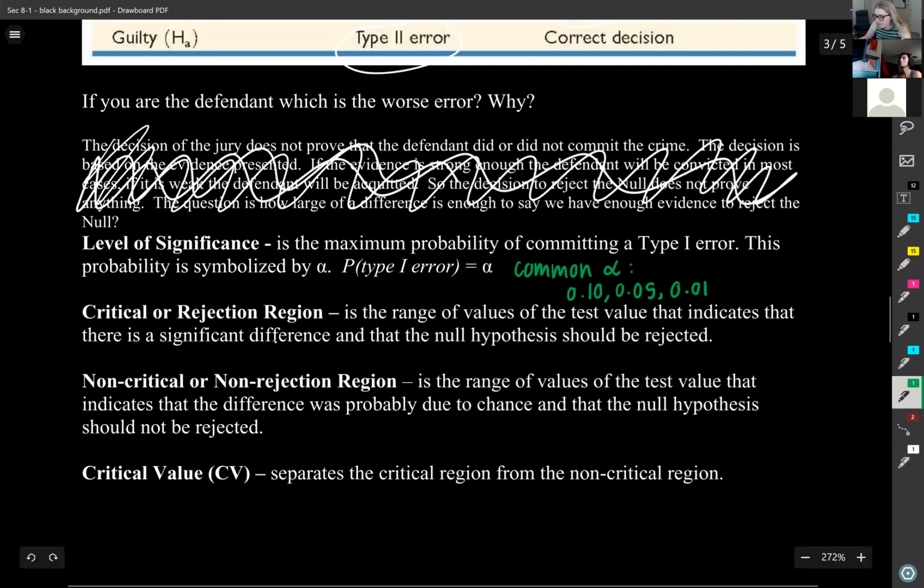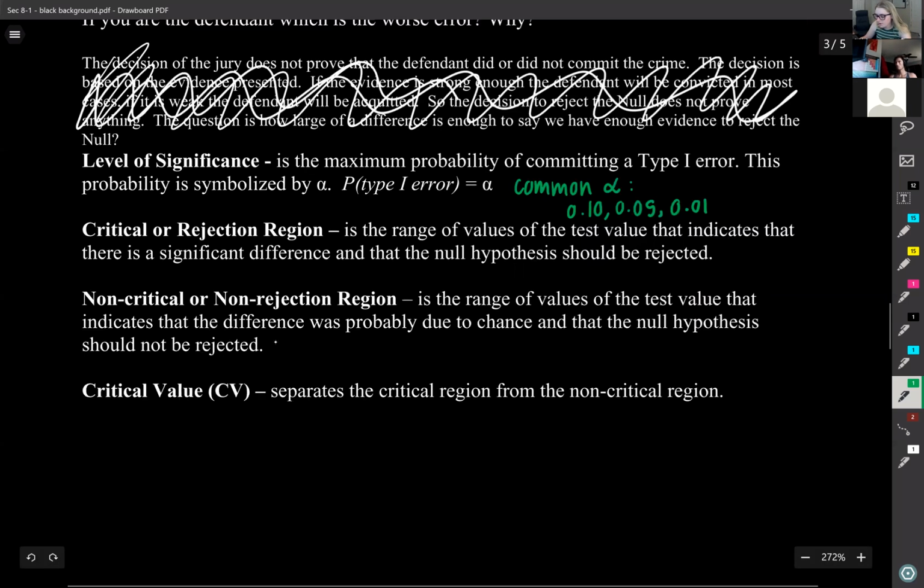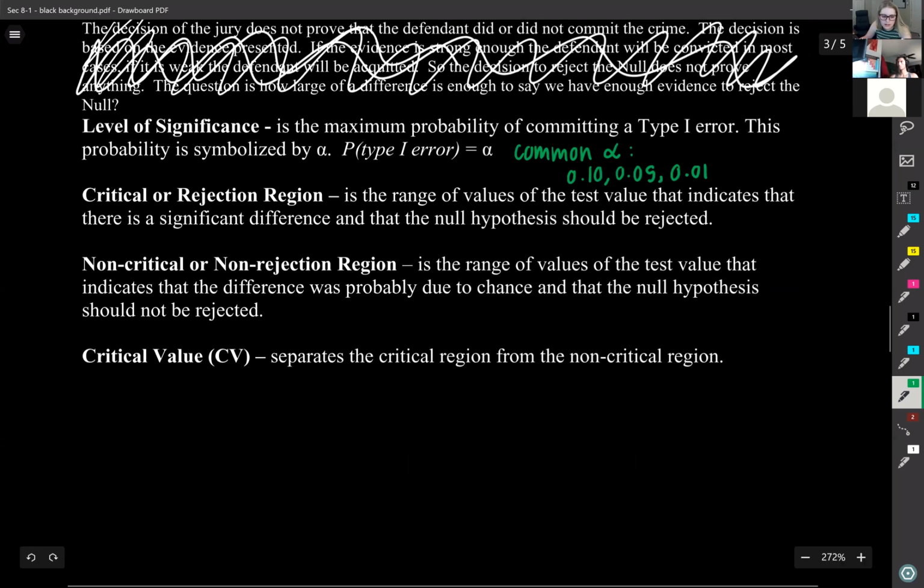Okay, next let's talk about, I think we have 3 more definitions and then we'll do some examples here. Okay, so the first thing we're going to define is a critical or rejection region. This is a range of values of your test value that indicates there is a significant difference and that your null hypothesis can be rejected.